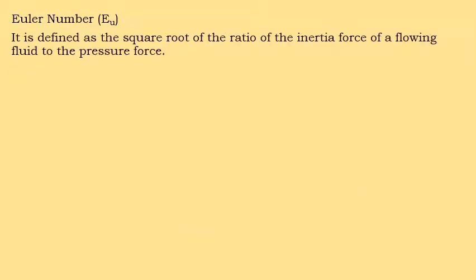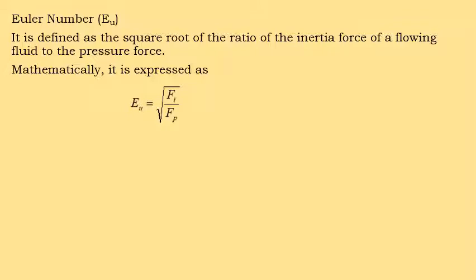The third one, Euler number, denoted by Eu. It is defined as the square root of the ratio of inertial force of flowing fluid to the pressure force. So mathematically it is expressed as Eu equals the square root of inertial force Fi to the pressure force Fp.